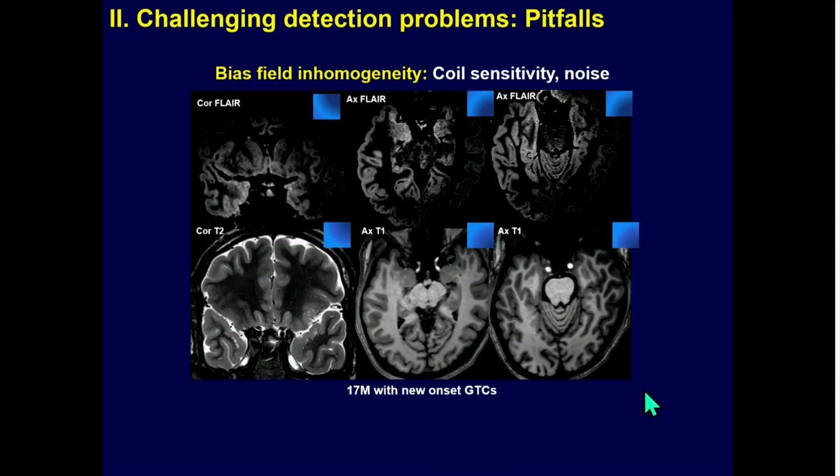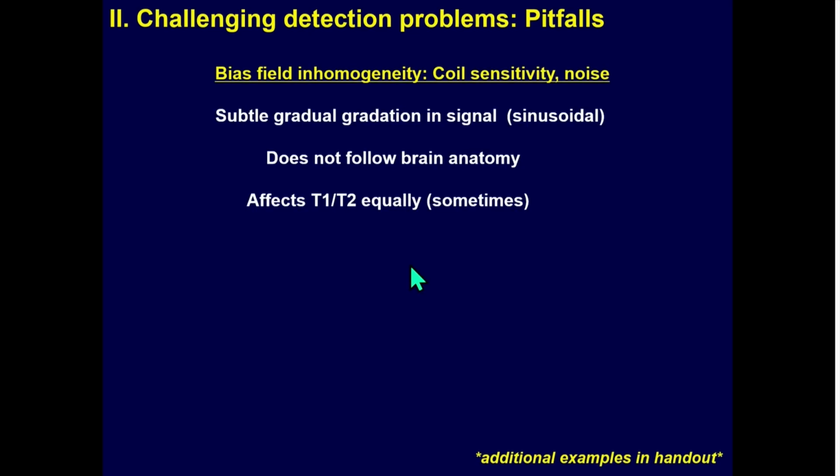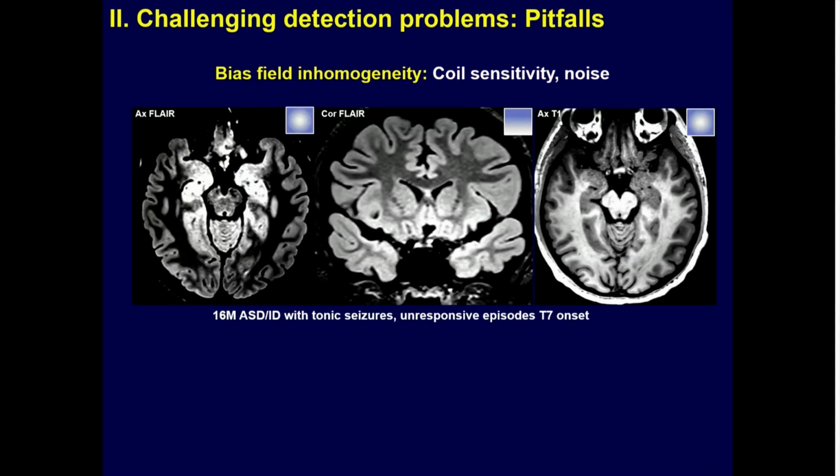But then when you harshly window it, you see that there's actually some gradually varying signal intensity across the image, that it's bright in this area on T2 and FLAIR, but it's also bright on T1. And so this form of artifact usually is recognizable by its subtle gradation, and it usually has a sinusoidal look to it. It doesn't usually follow brain anatomy, and in many but not all cases will affect T1 and T2 equally. So this can still undermine your confidence.